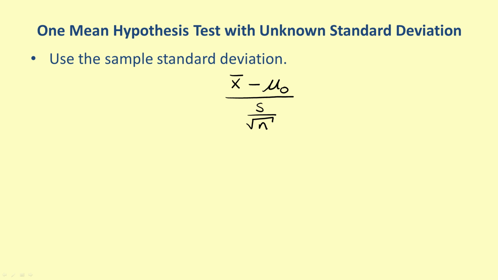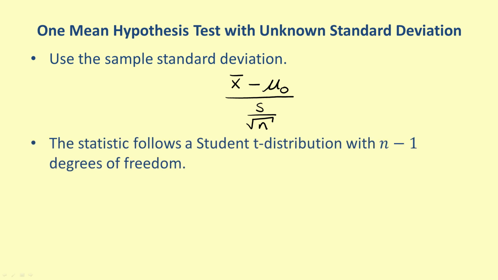However, using the sample standard deviation as an estimate introduces more variability into the statistic, and it follows a student t-distribution. There are infinitely many such distributions depending on the size of the sample. The distribution has a parameter called the degrees of freedom, which equals n minus 1. As the degrees of freedom get larger, the student t-distribution gets closer to the standard normal distribution. Since the distribution is different, a different symbol, t sub 0, is used for the test statistic.